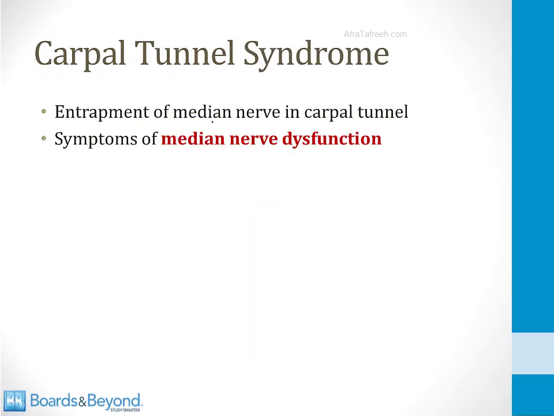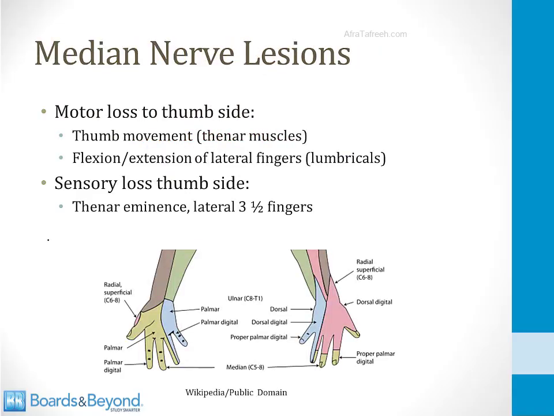So carpal tunnel syndrome is entrapment of the median nerve in the carpal tunnel, and patients present with symptoms of median nerve dysfunction. In the video on the hand, I talk about median nerve lesions in detail, but I'll briefly review the findings of a median nerve lesion here, the type of findings you can see in carpal tunnel syndrome. So the median nerve provides motor innervation to the thumb side of the hand.